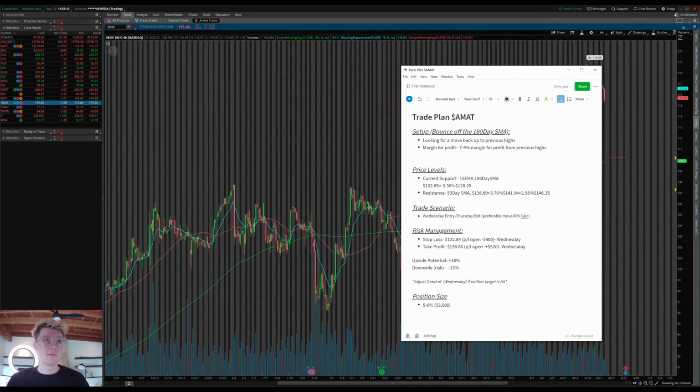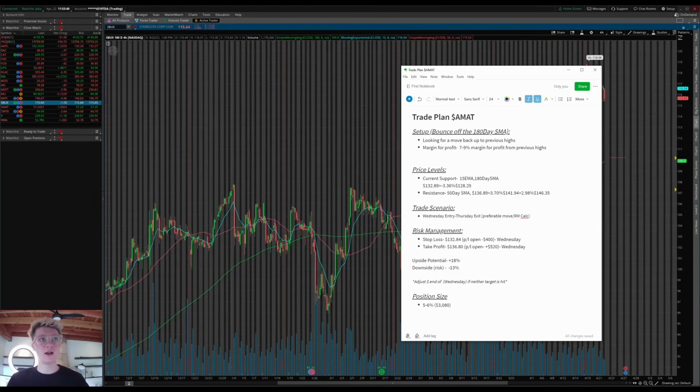So I've got my ticker symbol, whatever it is I'm trading, and I've got the setup. You can see in here, the setup for this trade was a bounce off the 180-day SMA. So we don't need to be super specific. We're just trying to give a general idea of what the entry is, why we're entering. We're gonna work with some numbers. So like I said, I'm looking for a move back up to previous highs.